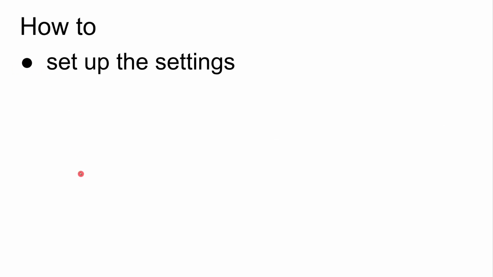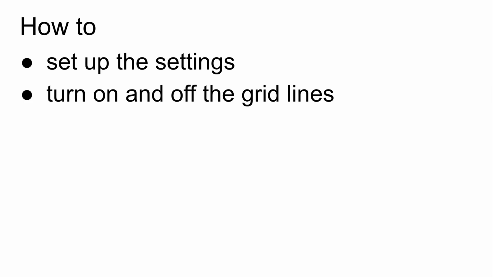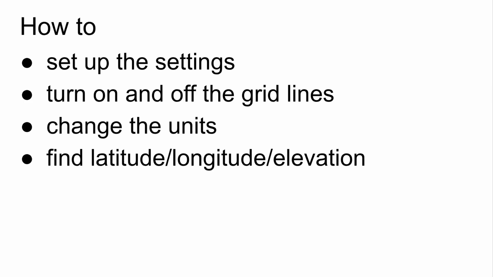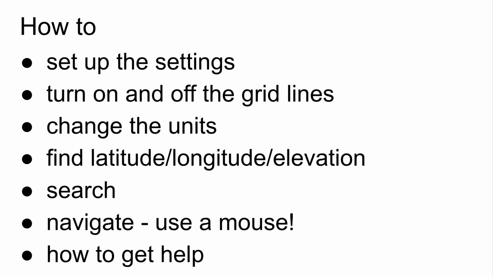In this video, we're going to go over how to set up the settings in Google Earth. You're going to need to change some settings in order to get the right answers for this lab. We'll go over how to turn on and off the grid lines, the latitude, longitude grid lines. We'll go over how to change the units from metric to feet and back. We'll go over how to find latitude, longitude, and the elevation under the cursor, how to use the search function, how to navigate, and you're going to want to use a mouse for that, and finally, how to get help.